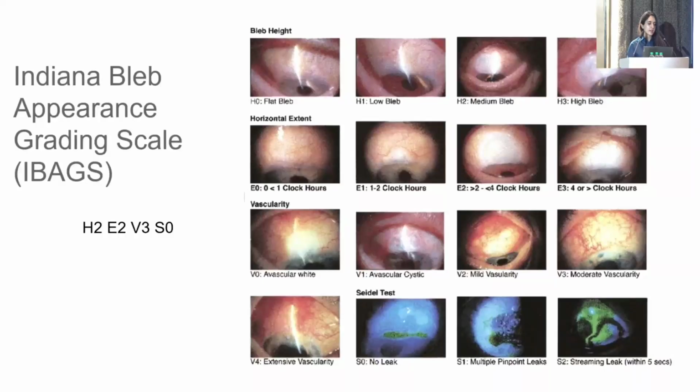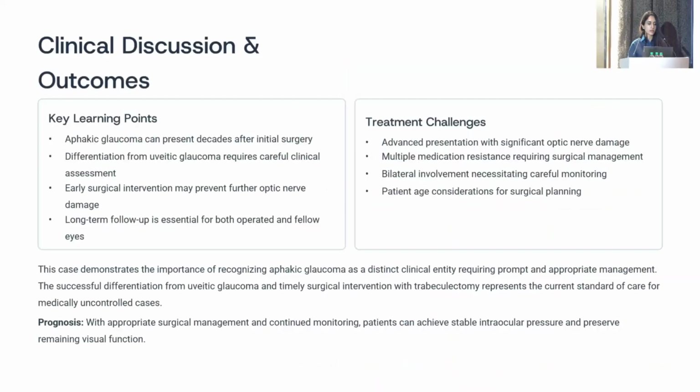Indiana bleb grading was used to classify this. The bleb was of medium height, making it H2. It was 3 clock hours, making it E2. And the vascularity was moderate, V3, and the Seidel was negative, there was no leak.